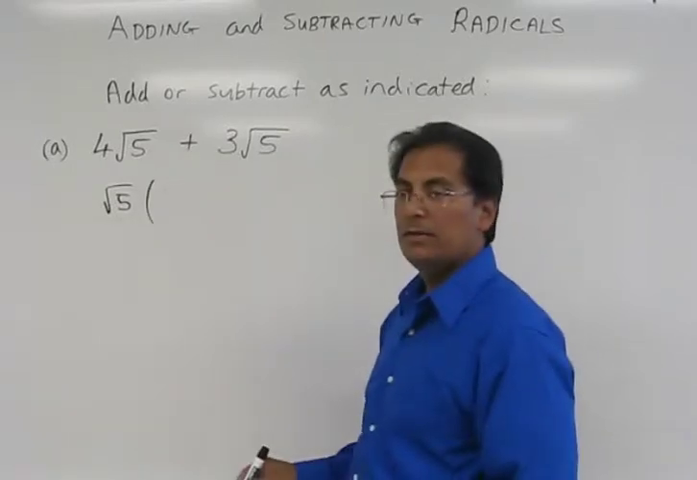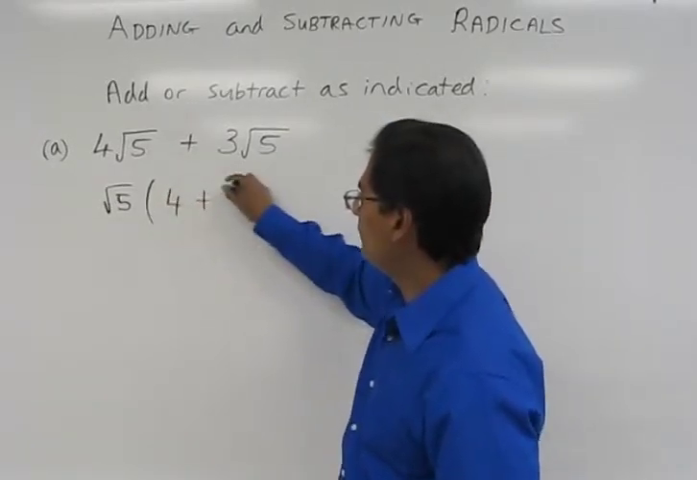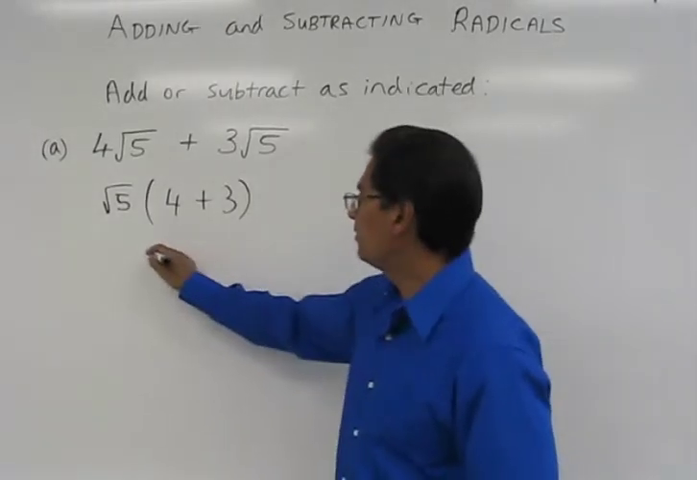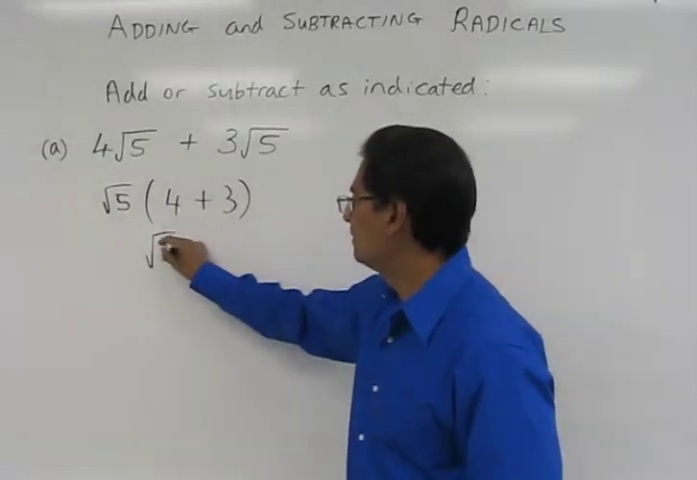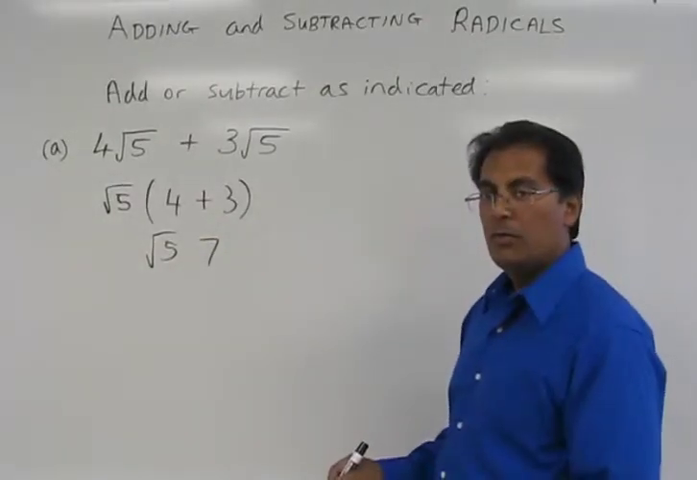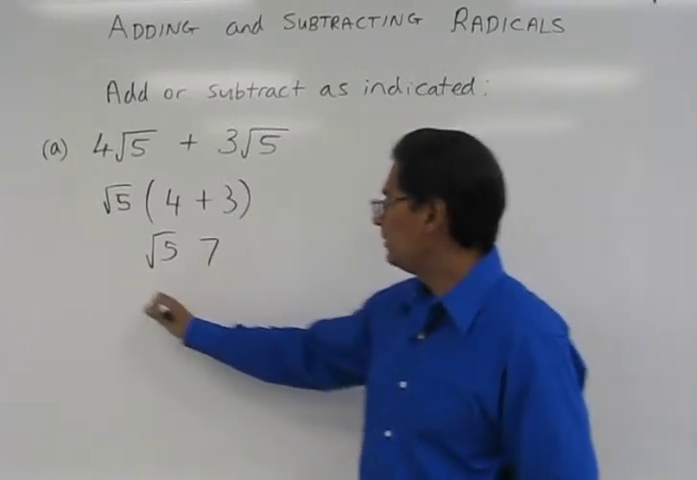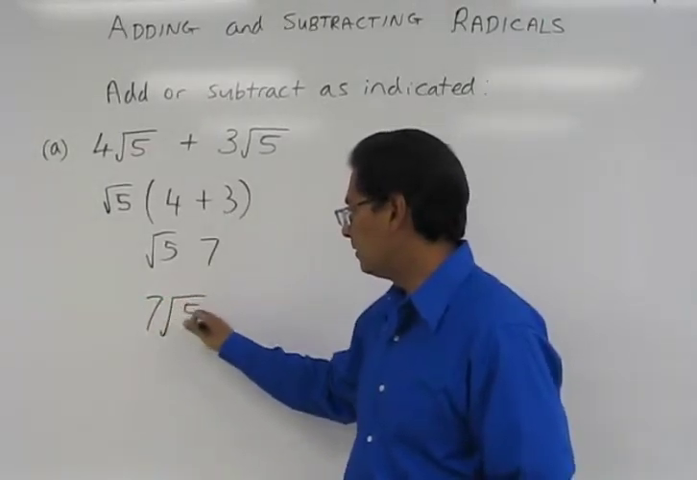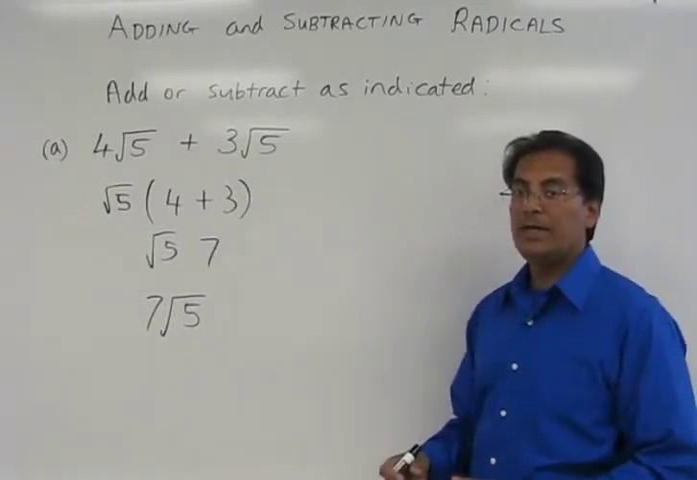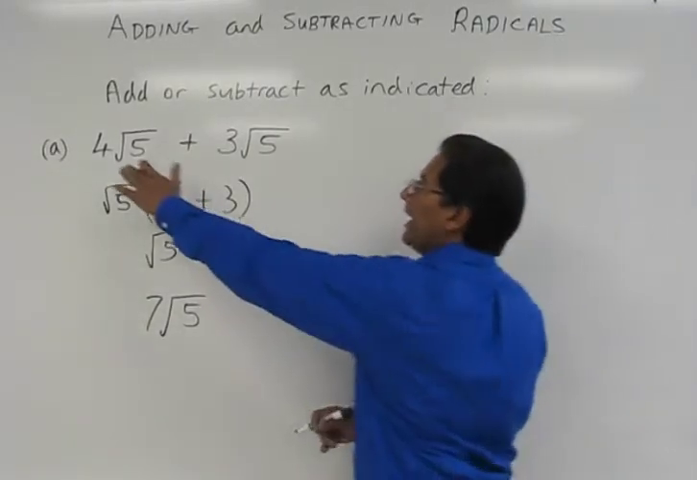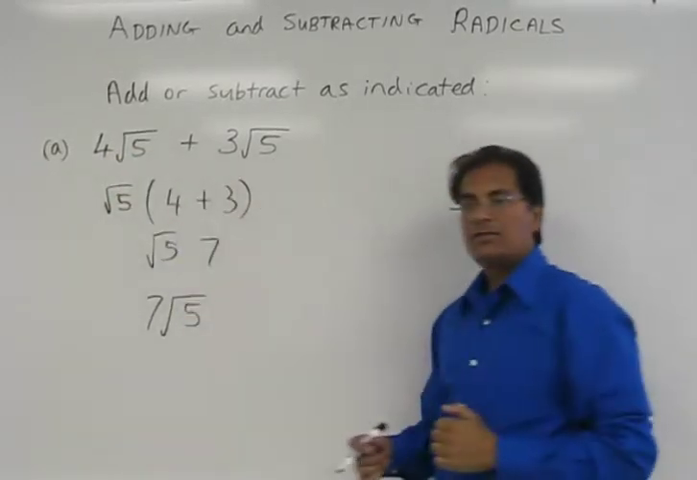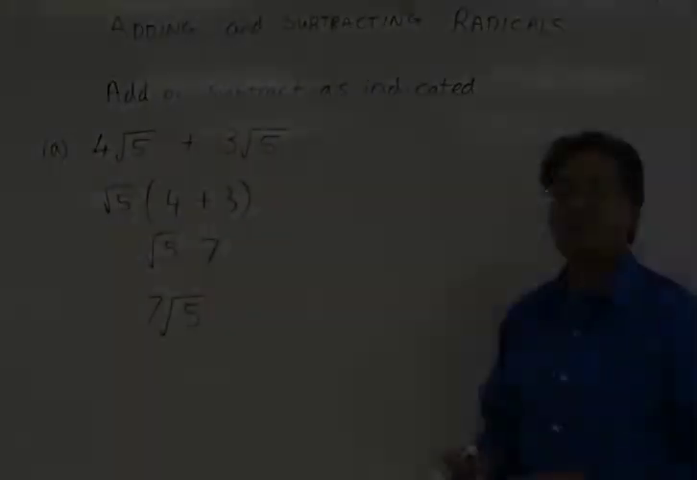And what we're left with would be 4 plus 3. And 4 plus 3 is 7. And so this would give me root 5 times 7. However, normally we write the number before the root, so more properly this would be 7 root 5. So this is the technique we're going to use when we add these like terms: we simply add the numbers. 4 plus 3 gives me 7, as long as the roots are the same. We'll do a few more examples.